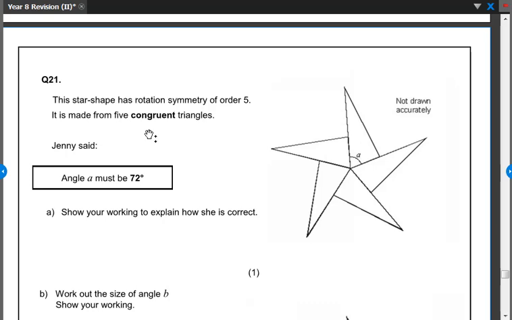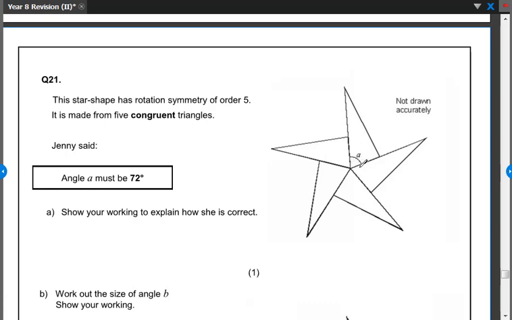Okay, this is the star shape. Question: it has a rotational symmetry of order 5. That means when you rotate this 360 degrees, it will appear to be in the same position 5 times. It's made from 5 congruent triangles. That means they're identically sized: the lengths are identical and the angles are identical. Jenny says angle A must be 72. Show your working to explain how she's correct.